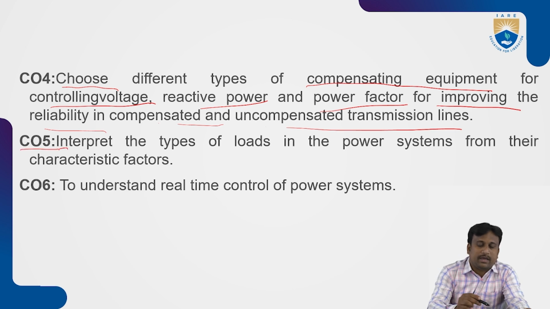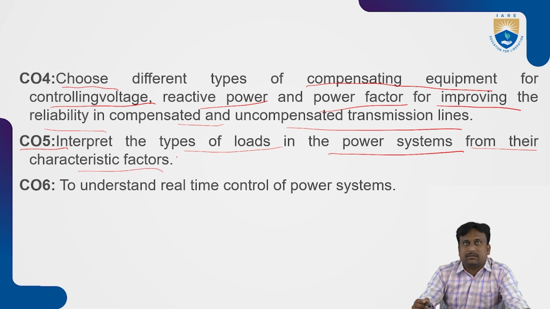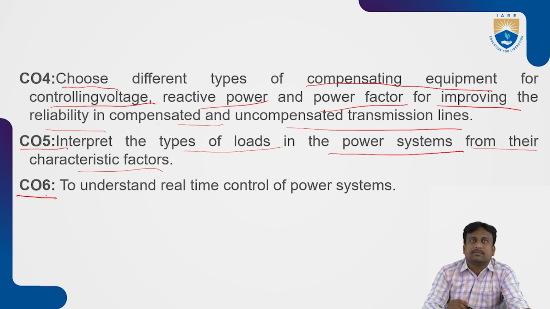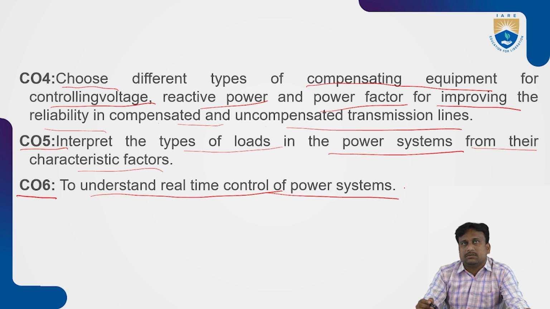Coming to CO5, course outcome 5. Here we will interpret the types of loads in the power system network from their characteristic factors. Coming to the last CO, that is CO6. Here we will understand the real-time control of power system networks. So these are the 6 COs introduced. At the end of the course, the student can master these COs.